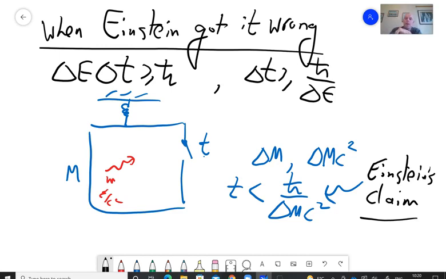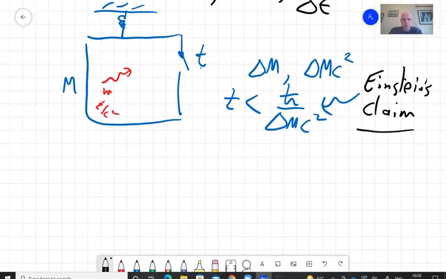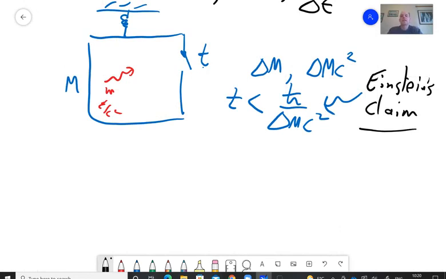Bohr thought about Einstein's gedanken experiment, and he managed to find the loophole. And let me explain what the loophole is. The solution of this paradox by Bohr, how Bohr saved the uncertainty principle.